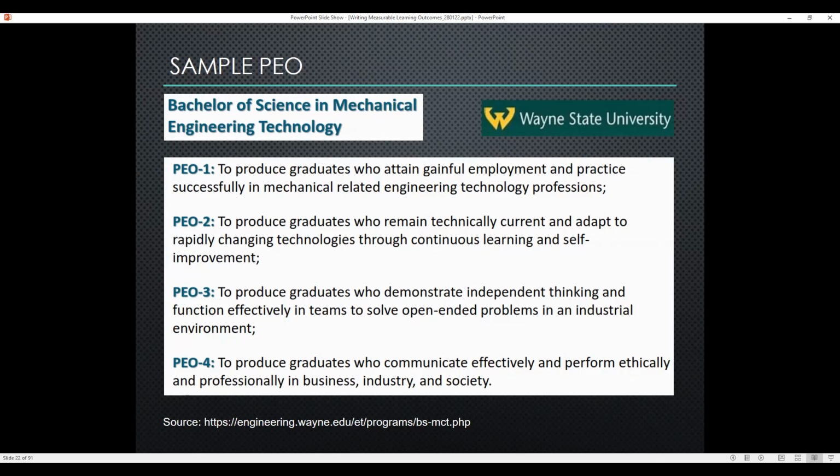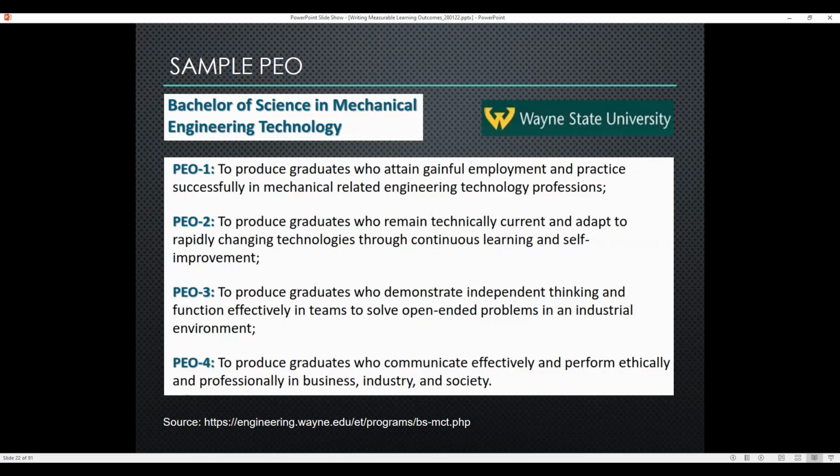To produce graduates who demonstrate independent thinking and function effectively in teams to solve open-ended problems in industrial environment. So again, you see this is all very broad. This can be applied to many other degrees also, right? Basically, they are able to function in the workplace, okay? They are not sitting at home, isolated from society and not doing anything, yeah?